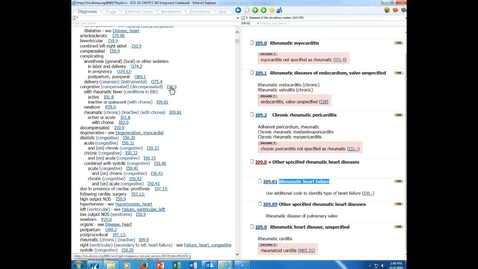Then for question number 7, the patient has congestive heart failure with pleural effusion and hypertension. Now, the pleural effusion is not coded. Pleural effusions are only coded, we learned this last semester, if they're treated and evaluated. It is not uncommon for patients who have congestive heart failure to have pleural effusions. So for number 7, we're coding the congestive heart failure, which is I50.9, and then the hypertension, which is I10.